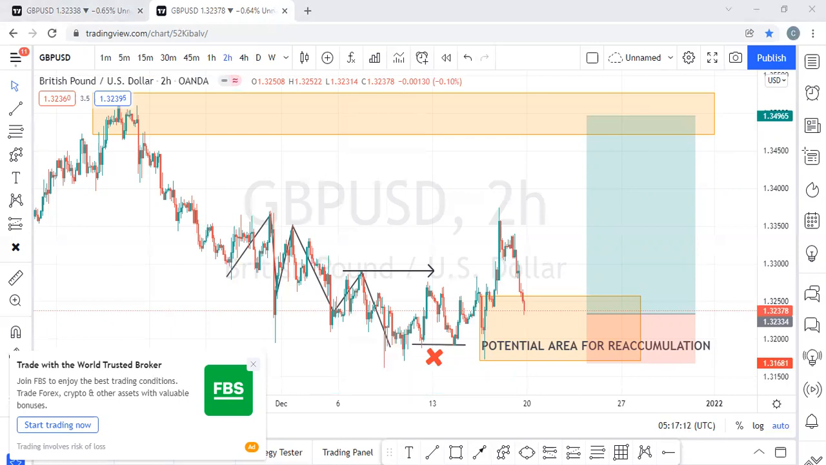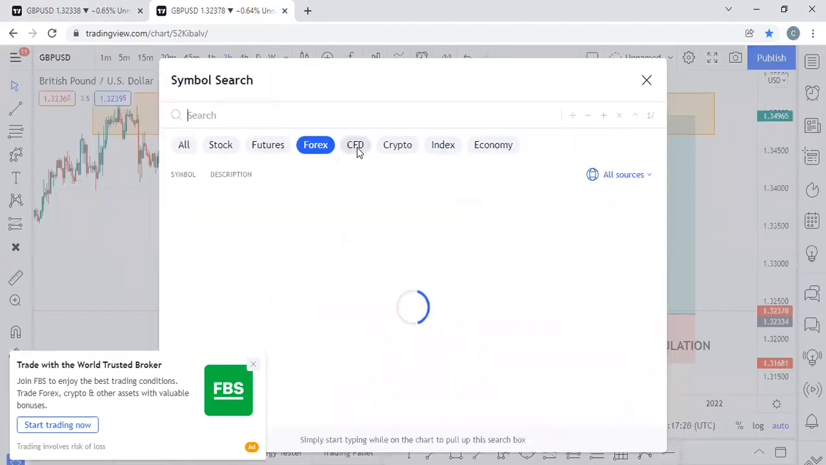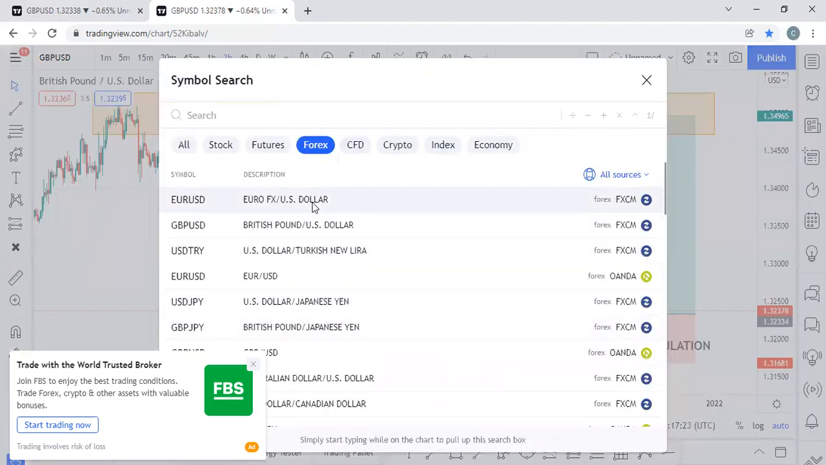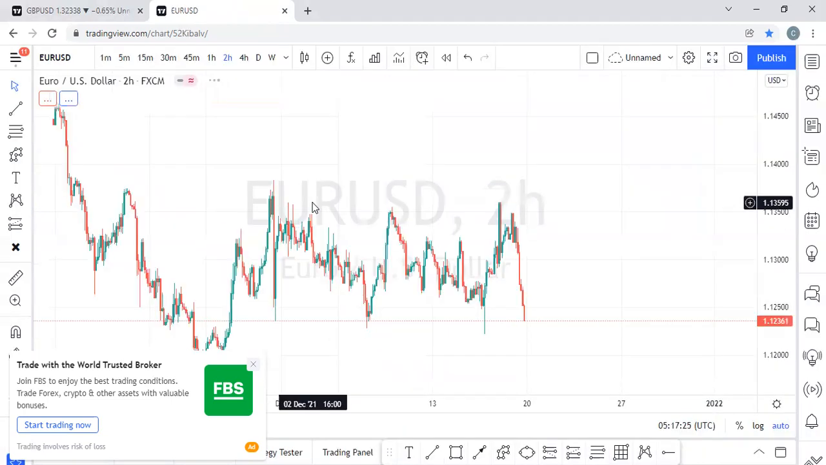So this is for GJ, on GU this week. Sorry. Let's go to the next thing. Let's go to Euro USD.